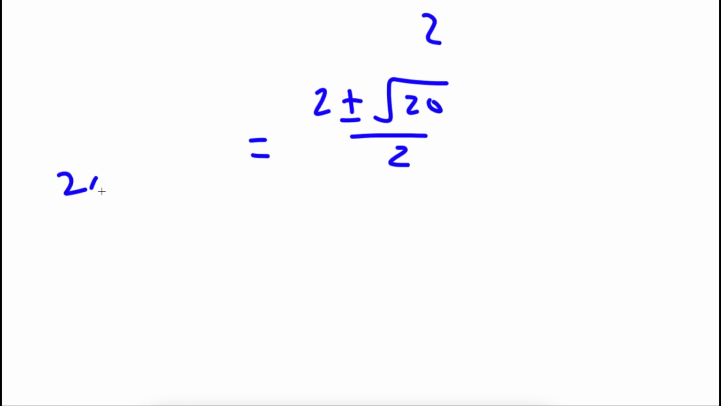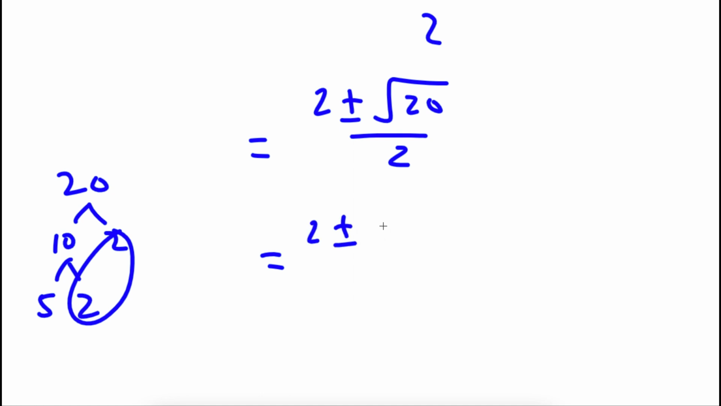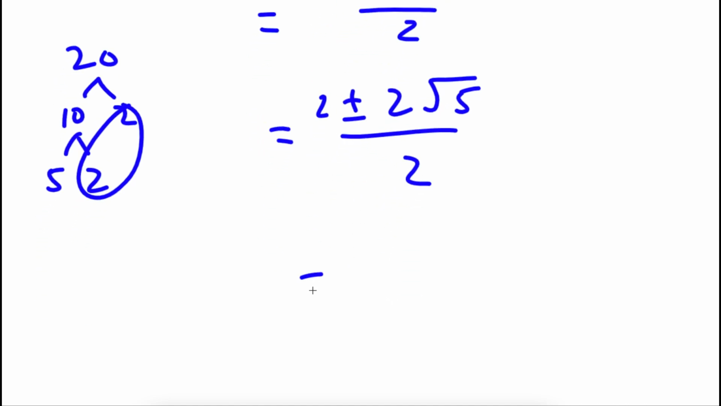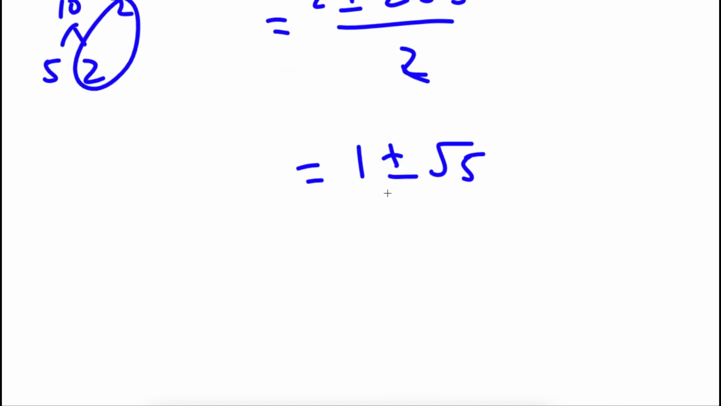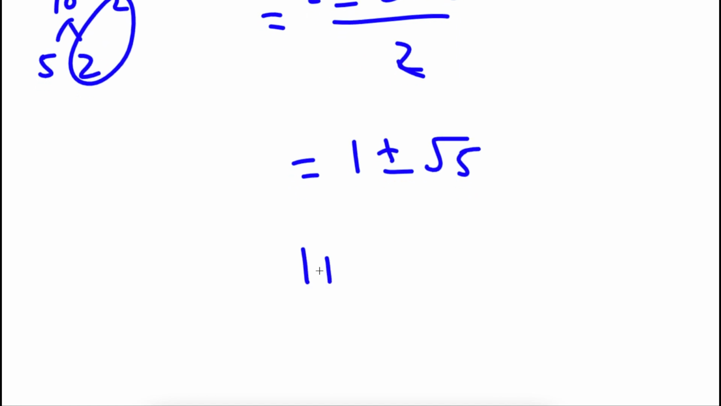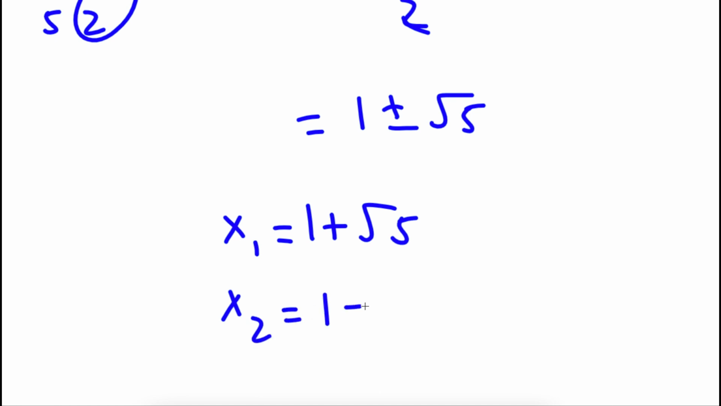And now the square root of 20, well 20, this can be simplified into 10 times 2. 10, this can be simplified into 5 times 2. So 2 is going to be my outside number and 5 is going to be my inside number. It's going to be 2 plus or minus 2 root 5 over 2. Now if I divide this by 2, I get 1 plus or minus the square root of 5. Because 2 divided by 2 is 1, and these two cancel out. So my two solutions are 1 plus the square root of 5 and 1 minus the square root of 5.